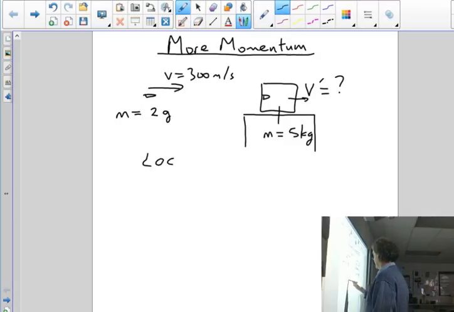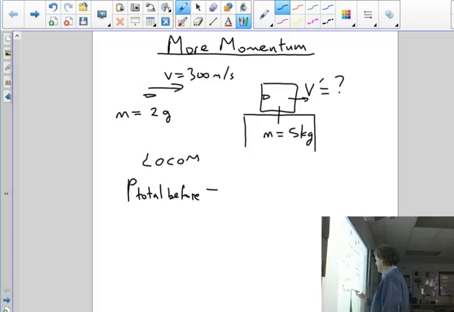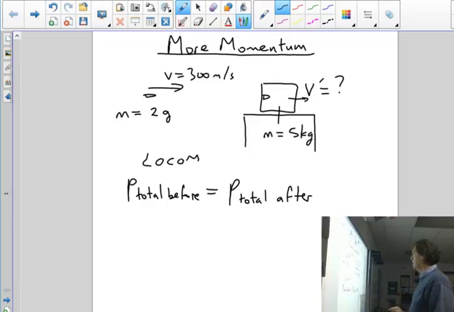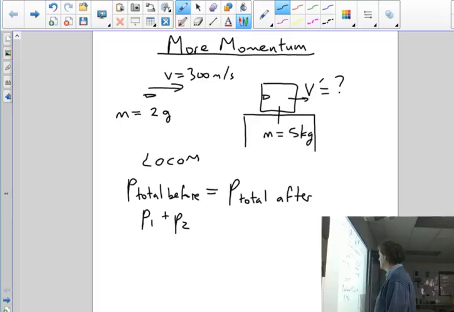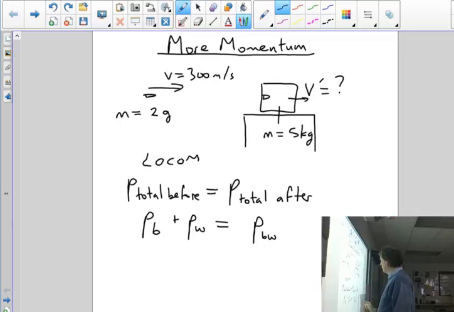And LOCOM, don't forget, says the total momentum beforehand as a vector is equal to the total momentum afterwards. So you need to look at how many objects you've got to start with. Well, to start with, you've got 2 objects. You've got a P1 and a P2 there, and you could use subscripts here, by the way. So if I replace this with P of the bullet and the momentum of the wood, afterwards you've got one combined momentum of the block and the wood together. That's the situation you've got here. 2 objects becoming one as a momentum.